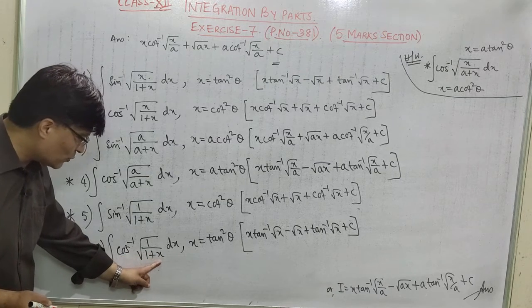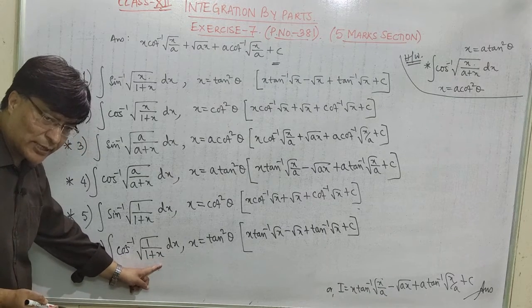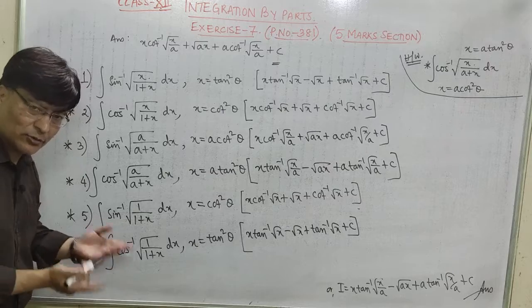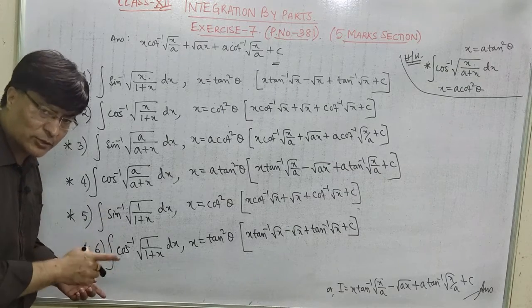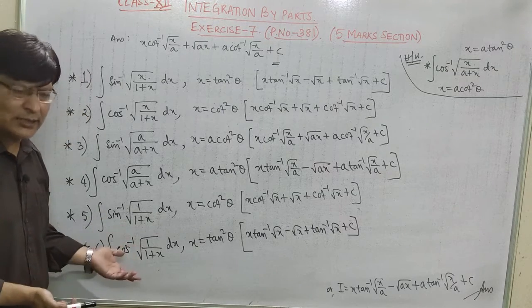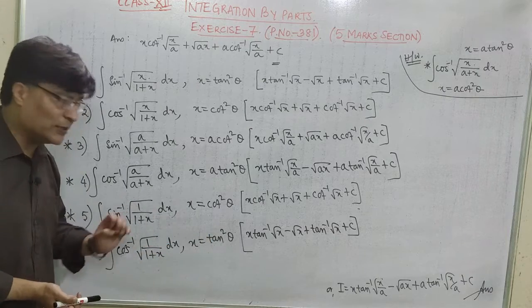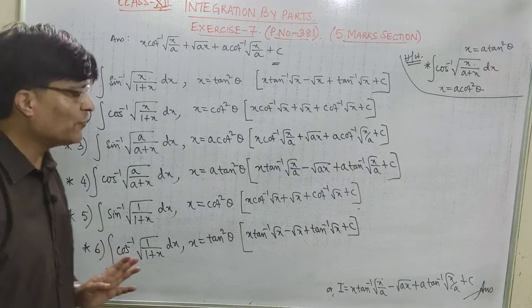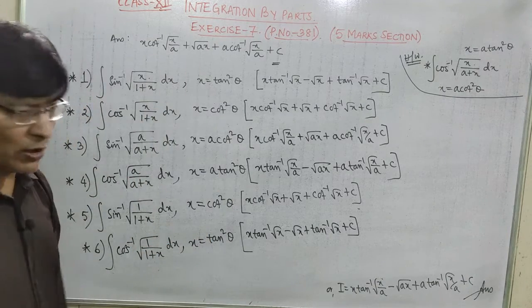If you put x is equal to tan square theta, 1 plus tan square theta is sec square theta, 1 by sec square theta is cos square theta. What is square root of cos square theta? This is cos theta. Cos inverse of cos theta is theta. But you have to differentiate it and get the value for dx. Is that clear to all of you? So these are your homework.